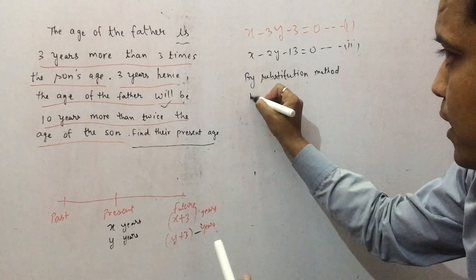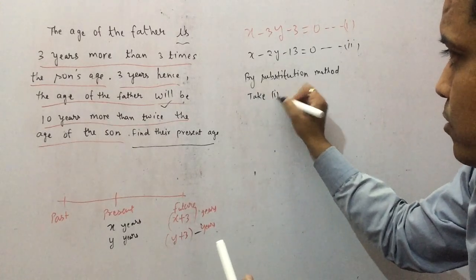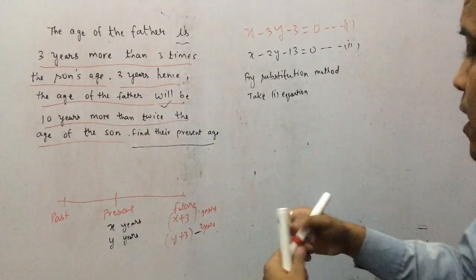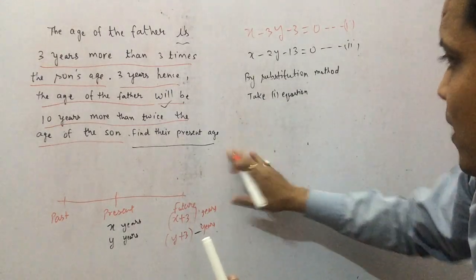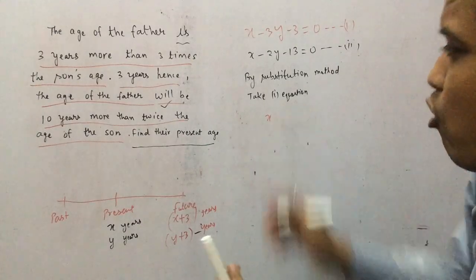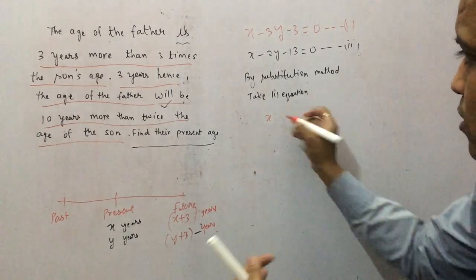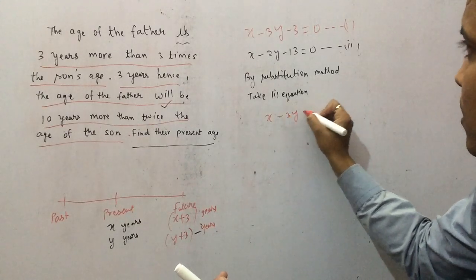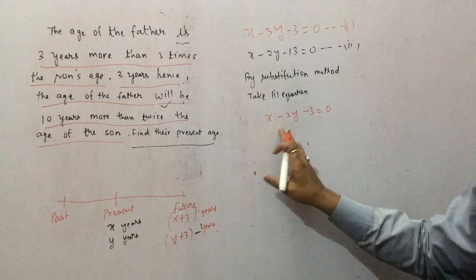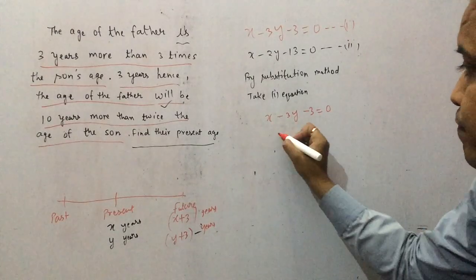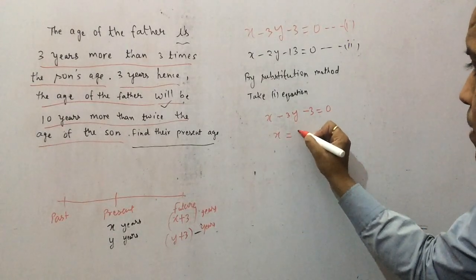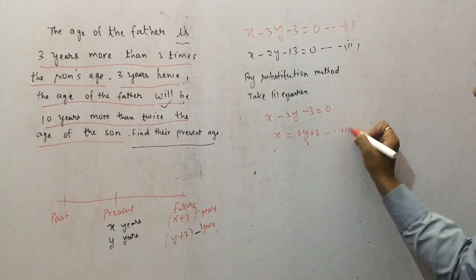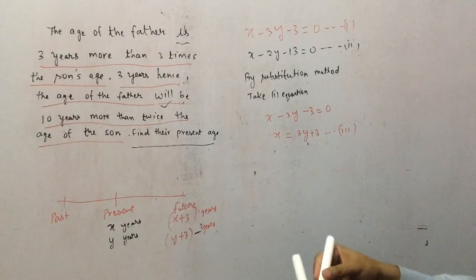From the first equation, try to find the value of x in terms of y or the value of y in terms of x. So whatever you like here. The equation is x minus 3y minus 3 equal to 0. Manipulate this, find x in terms of y. So it would be 3y plus 3. Suppose this is equation number 3.